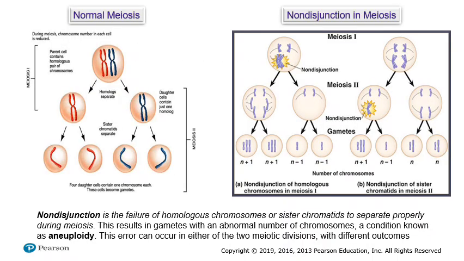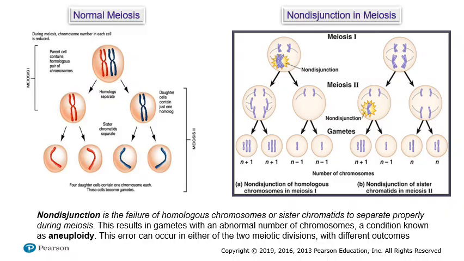So now let's take a look at non-disjunction, which is a problem in meiosis. Non-disjunction is the failure of homologous chromosomes or sister chromatids to separate properly during meiosis. This results in gametes with an abnormal number of chromosomes, a condition which we call aneuploidy. This error can occur in either of the two meiotic divisions: non-disjunction during meiosis 1, or non-disjunction during meiosis 2.